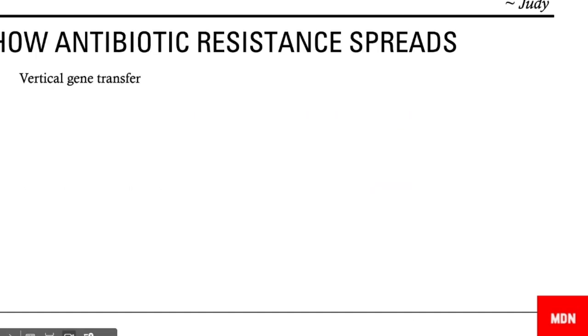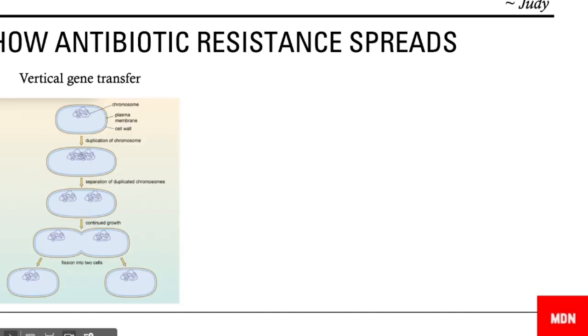How antibiotic resistance spreads. We said that these mutations cause the resistance. There's the vertical gene transfer, where the parent... This just shows binary fission. Binary fission is the method by which bacteria divide. So from the parent cell, the mutated gene spreads, and then we have the other offspring bacteria with the same gene.